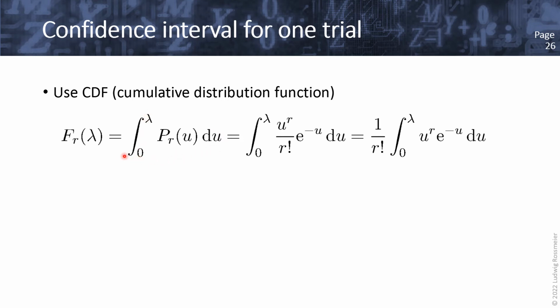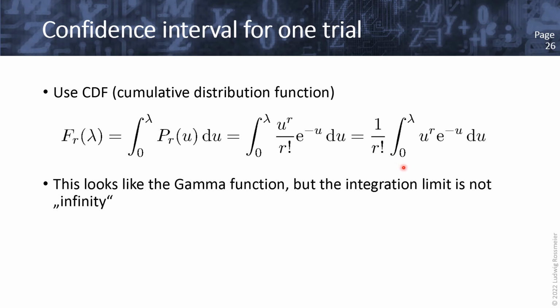So that's simply a running integral, and p_r of u in the graph before was the same as u to the power of r divided by r factorial times exponential of minus u. We can again bring the r factorial in front of the integral because it's independent of u, and we end up with this equation.